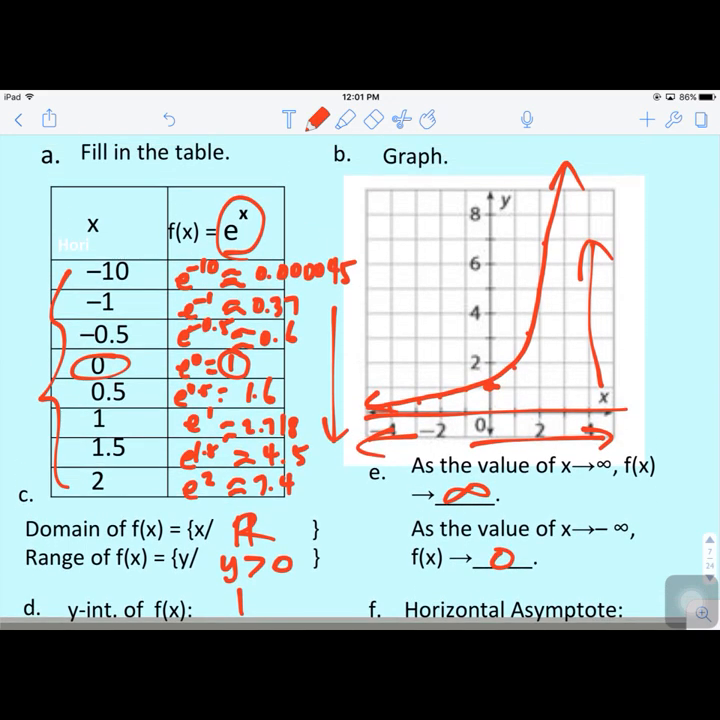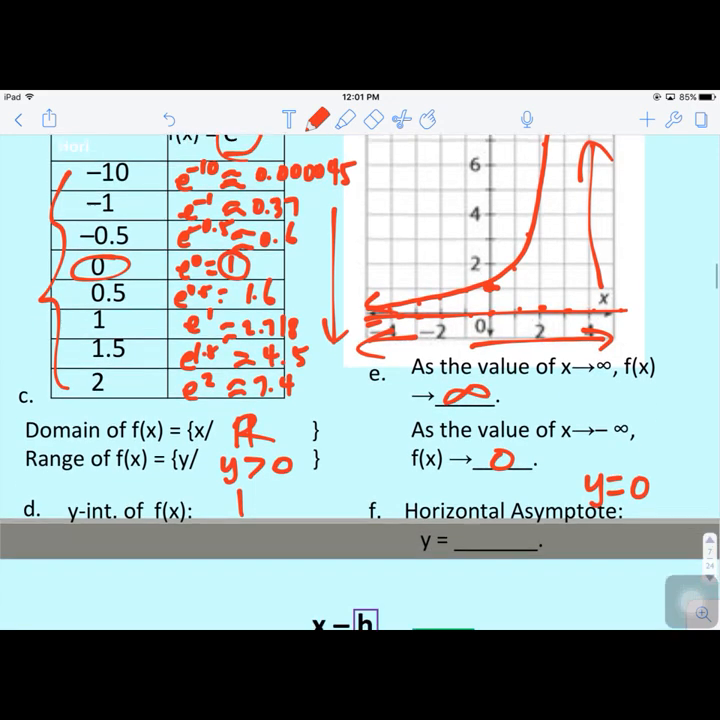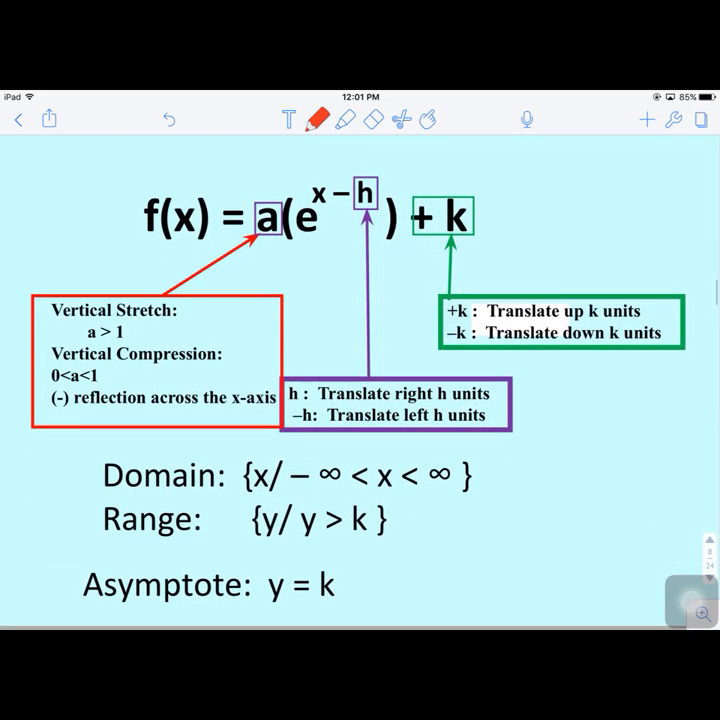And then the last one is the horizontal asymptote. We do have a horizontal asymptote at the x-axis, which means y equals 0 is the name of the line. So that's the basic y equals e to the x function. And here is the general exponential function involving the base e. It looks exactly like the one that has base b, which means it can be any number, but specifically e means just the number e, 2.718.